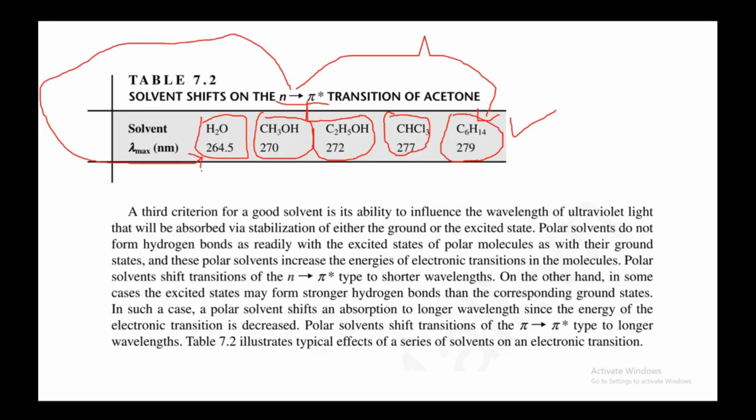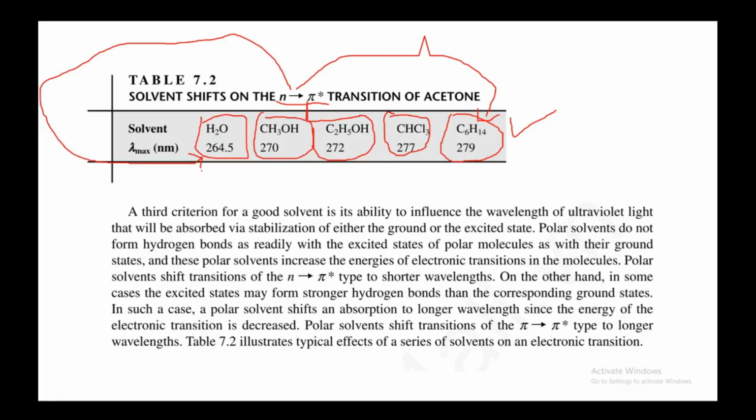One thing can be deduced from this information, that the n to pi star transition is greatly influenced by the polarity of the solvents. If we have a non-polar solvent, then we will observe a bathochromic shift. The spectrum will shift towards the higher wavelength, a red shift we can say. But if we use a polar solvent such as water, then the spectrum shifts towards the lower wavelength. We call it a blue shift.